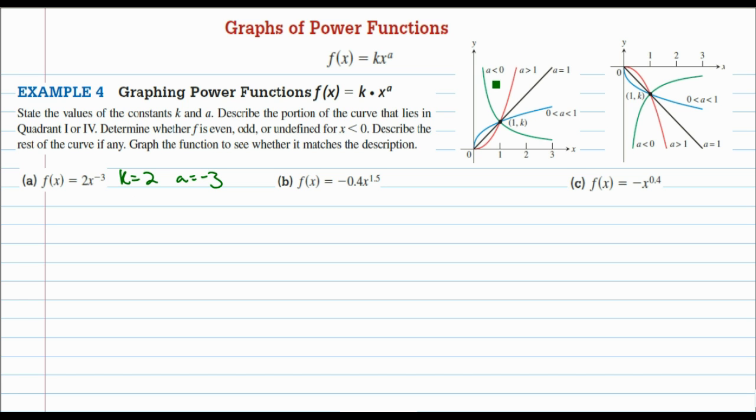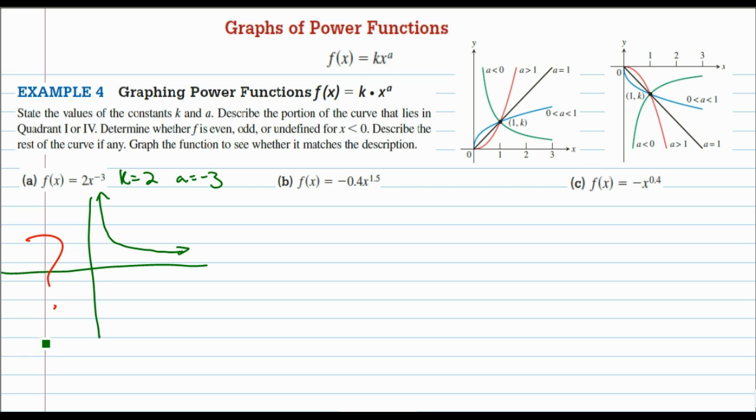So that falls under the negative category, which means the graph is going to look like our basic function 1 over x. So far, I already know what the right side of the graph is going to look like. It's going to have this shape. Then the directions say determine whether f is even, odd, or undefined for all negative x values. So we still don't know what's going on on that left side. And then it says describe the rest of the curve, if any. Graph the function to see whether it matches the description.